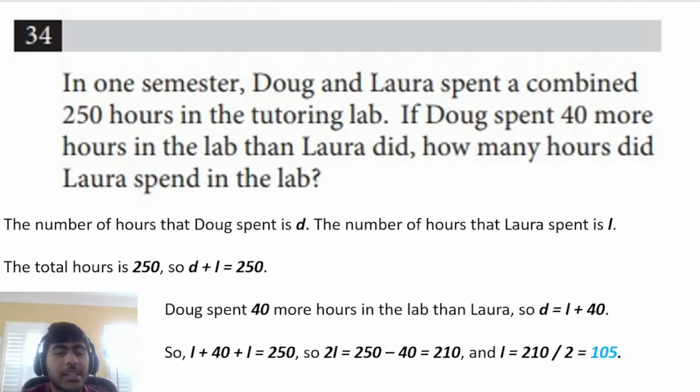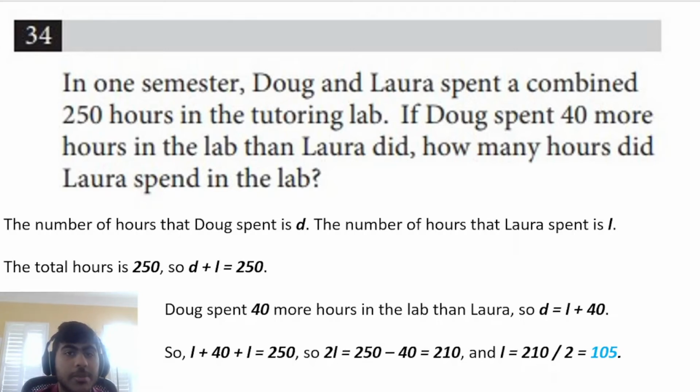Number of hours that Doug spent is D. Number of hours that Laura spent is L. Total hours is 250, so D plus L equals 250. And Doug spent 40 more hours in the lab than Laura, so D equals L plus 40. So D plus L, which is L plus 40 plus L, equals 250. So 2L equals 250 minus 40, or 210. And then L would be 105 hours. That's how much Laura spent in the lab.